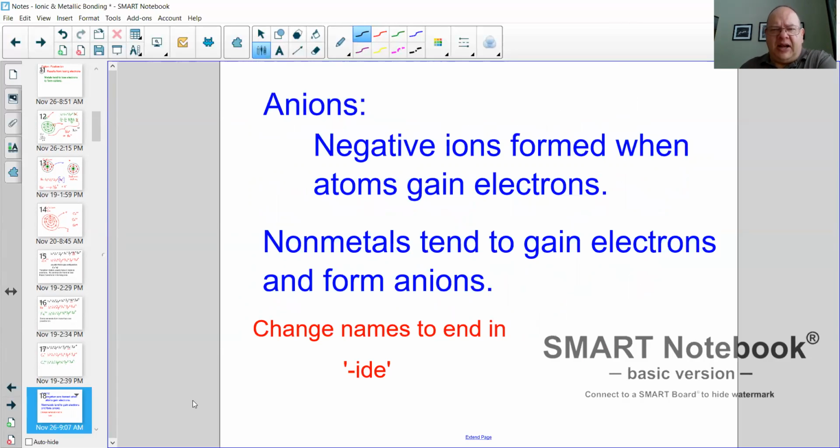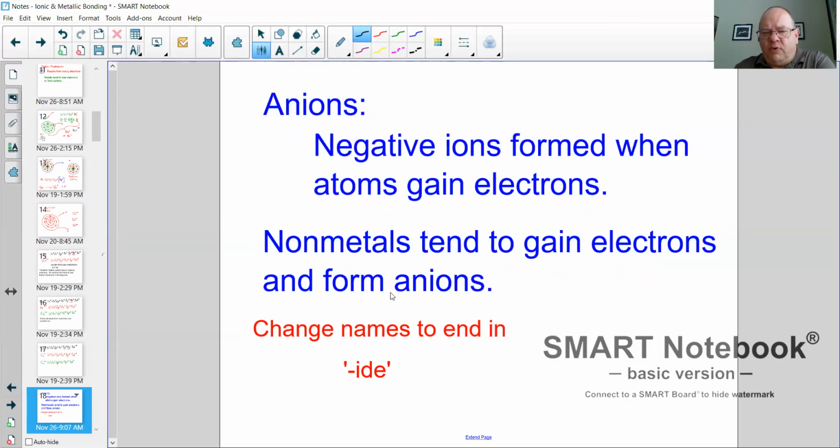So let's talk about anions a little bit. Anions are going to be opposite, so you can think of an anion as a negative ion. They're negative ions formed when atoms gain electrons. And who does that? Well, nonmetals do that. Nonmetals tend to have quite a few valence electrons, and they tend to gain electrons to fill up their valence energy level.